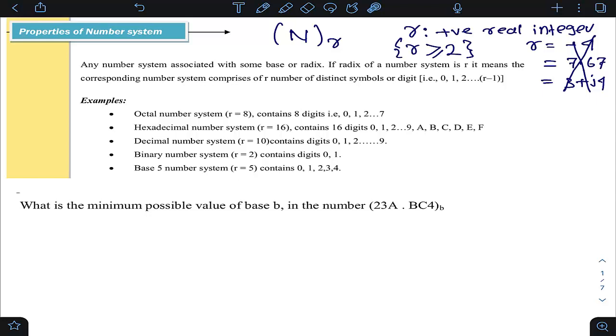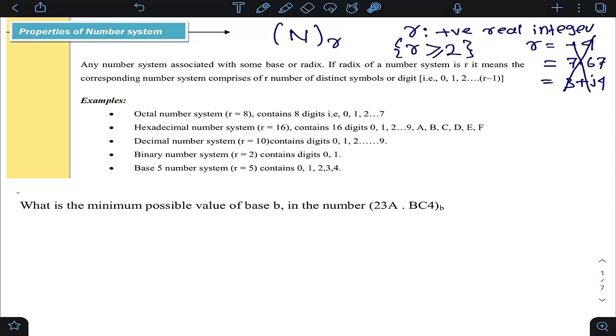Whenever the r value is 8, we say it is the octal number system. Whenever the r value is 16, we say it is the hexadecimal number system. Whenever the r value is 10, we say it is the decimal number system. Whenever the r value is 2, we say this is the binary number system. So these are the 4 popular number systems we generally make use of in our course.